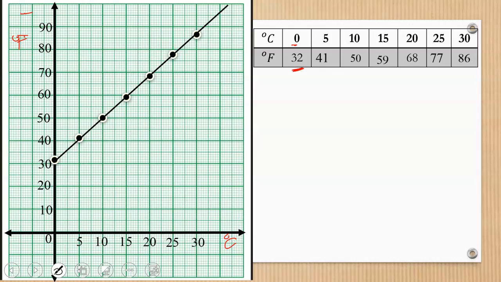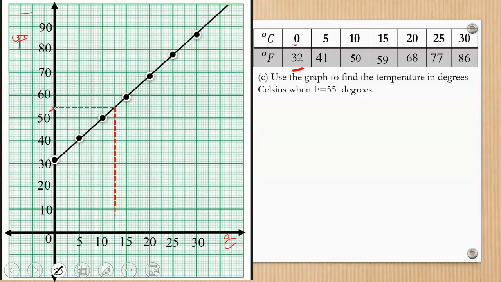Good. Now the question that follows says that I should use my graph to find the temperature in degrees Celsius when Fahrenheit is 55 degrees. So all I need to do is use my graph, not calculate it. I will read the value of 55 on the F axis, and 55 will be somewhere here, right? I will draw a horizontal line straight to meet the line on my graph, and track it down to the x-axis, which is the C-axis.